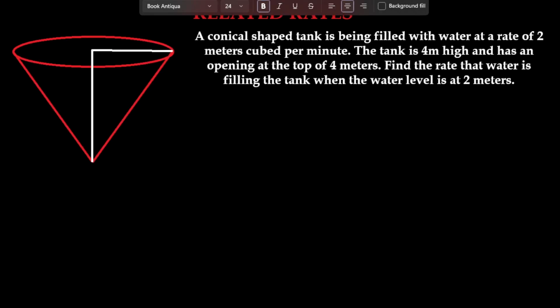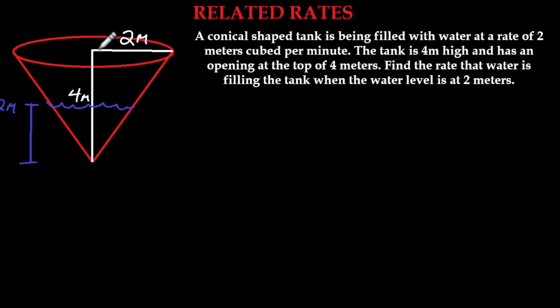A conical shaped tank is being filled with water at a rate of 2 meters cubed per minute. The tank is 4 meters high and has an opening at the top of 4 meters. That's its diameter. Find the rate that water is filling the tank when the water level is at 2 meters. Let's label our diagram. So on the diagram, our opening is 4 meters, so the radius is 2 meters, and the overall tank height is 4 meters, and we want to know the rate at which the water's coming in when the water level is at 2 meters.